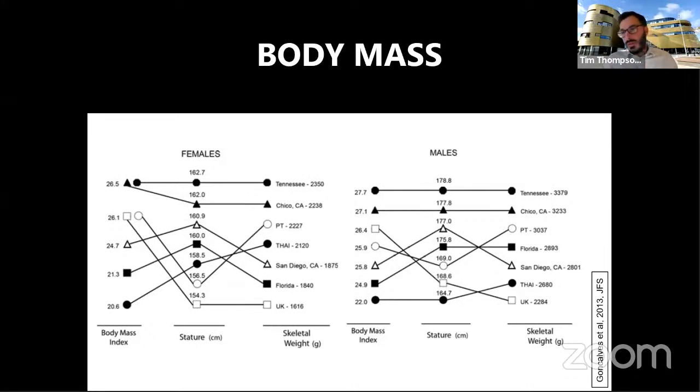If you had a population with a very large body mass, would you therefore expect heavier amounts of cremated skeletal material? And you can see from these figures that no, that is not actually the case. We do not see these really strong links between the two, which again makes these sorts of interpretations problematic.